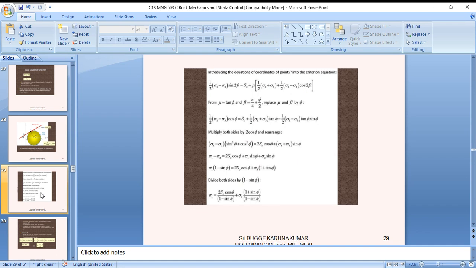Introducing the coordinates of the point P into the criterion equation, with the major principal stress and minor principal stress and sine 2 beta, this is the simplified equation: mu plus or minus cos 2 beta. Mu is tan alpha, sometimes used as the coefficient of friction, and beta is pi by 4 plus phi by 2. Replace mu and beta by phi, multiplying by sine phi and cos phi. Ultimately we will get this equation. So you can go through and note it down for further calculation purposes.